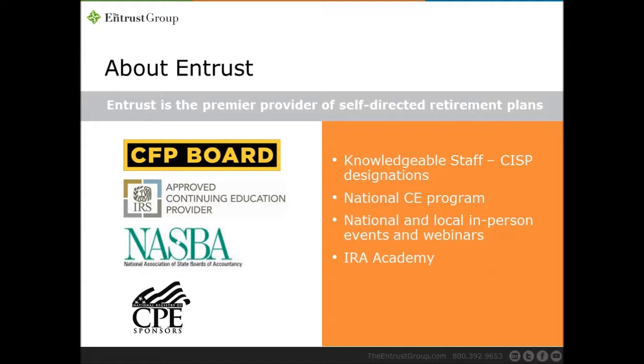Again, our CE or our presentations are honored by quite a few designations, such as the CFP Board, Certified Financial Planner Board. We are an approved continuing education provider by the IRS for the enrolled agents, not actuary, but enrolled agents, NASBA, as well as other designations.